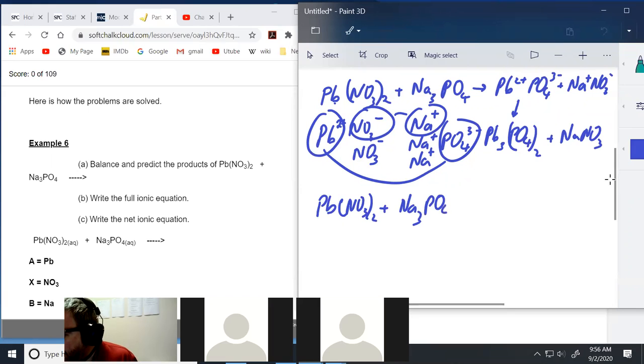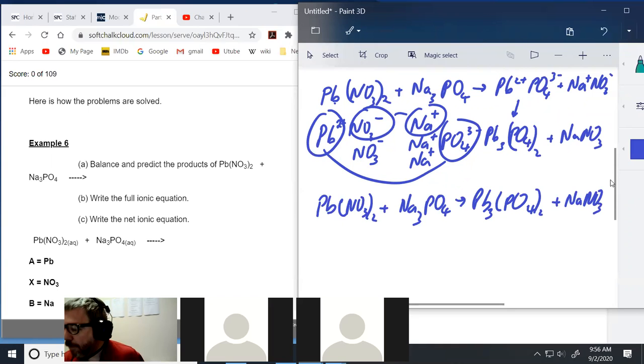Pb(NO3) plus Na3PO4 gives Pb3(PO4)2 plus NaNO3. Okay. Does anybody have any questions so far?